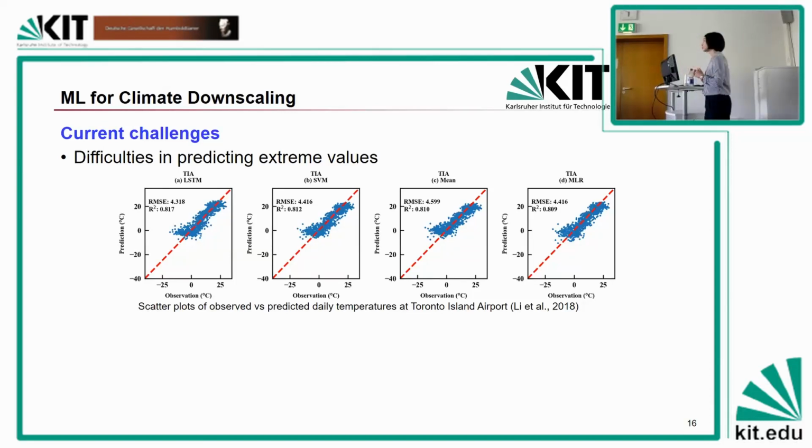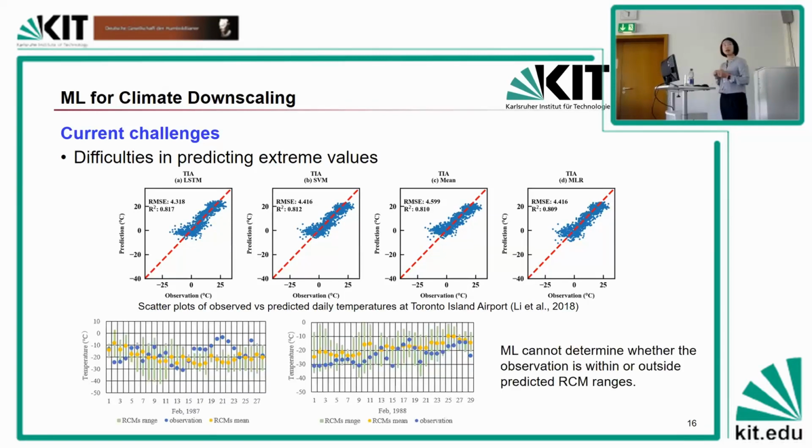The first one is we noticed that there is a huge difficulty when we're trying to use machine learning to predict the extreme values. So here is the example. We use the different algorithms for just one location to predict the temperature. So you can see this is observation versus prediction. Overall, it looks good, but if you look at the two ends over here, the prediction of extreme values is not really that good.